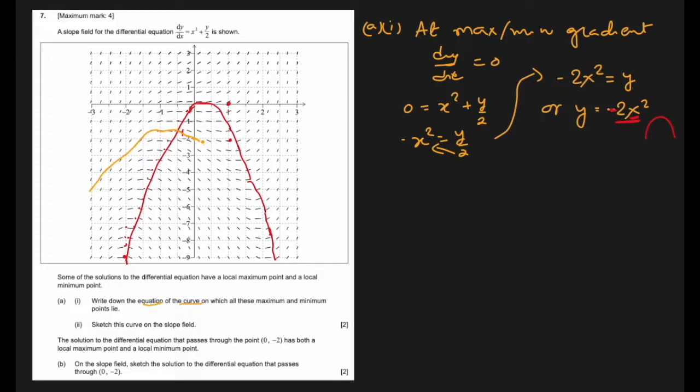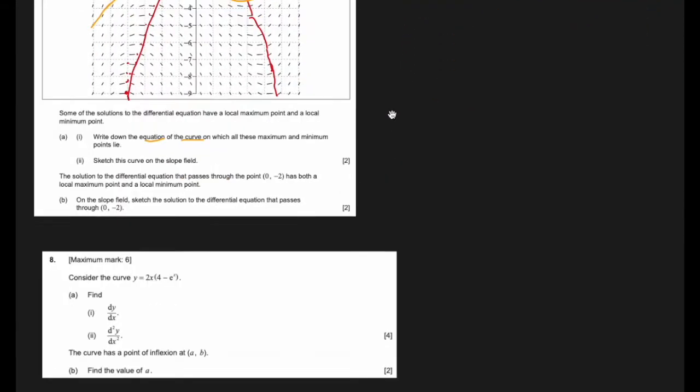Not that good, but yeah, I can trace the dots which are passing through that point. This is the solution which is passing through (0, -2). It has a maximum, it has a minimum too. Okay, let's go to question number 8.